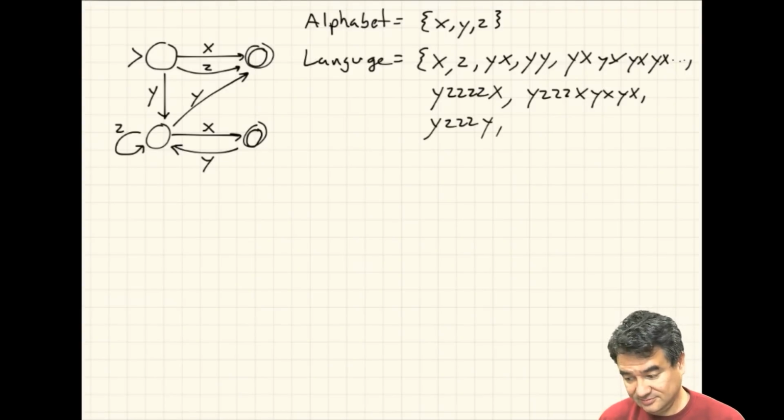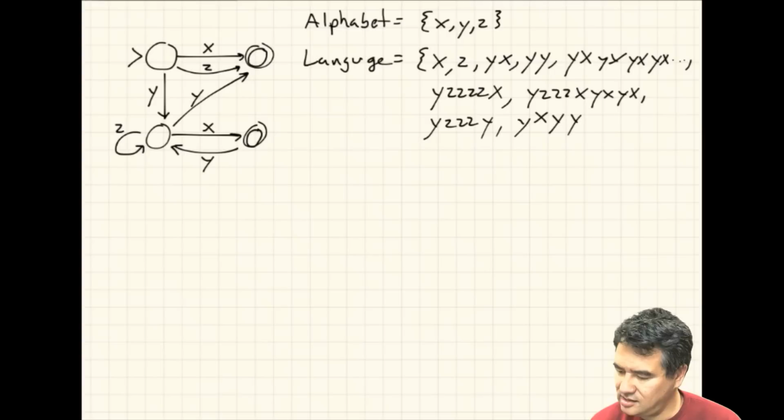We could also do y, x, y, y. That one is here. Start here. Go y, x, y, y. And I hope you can see that there's an infinite number of strings here because of the loops.